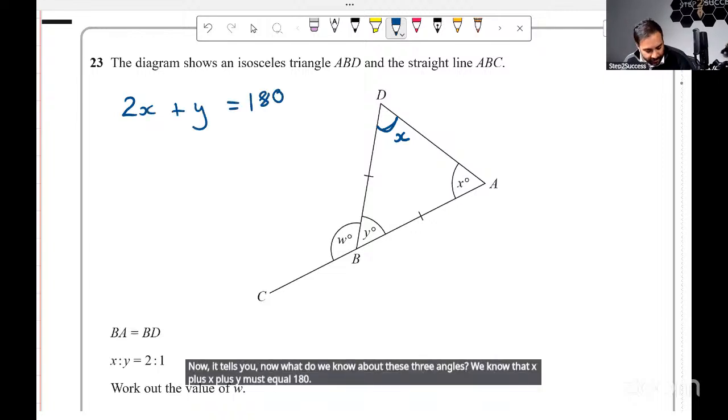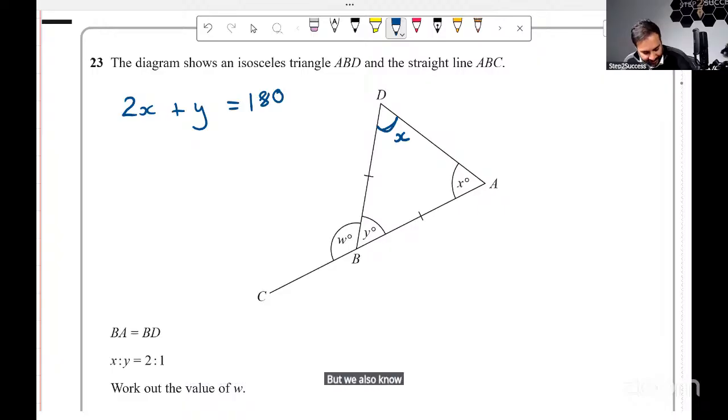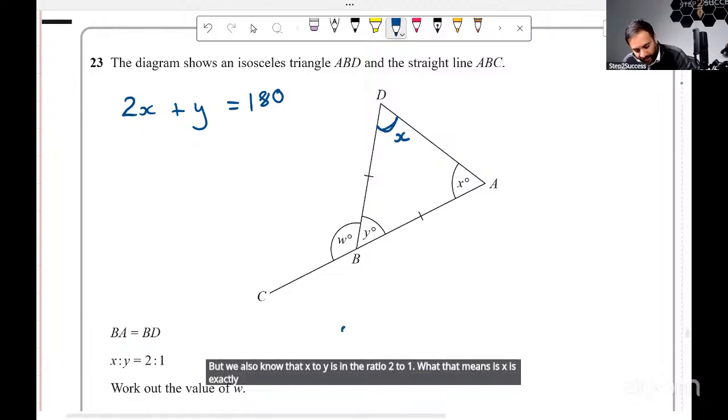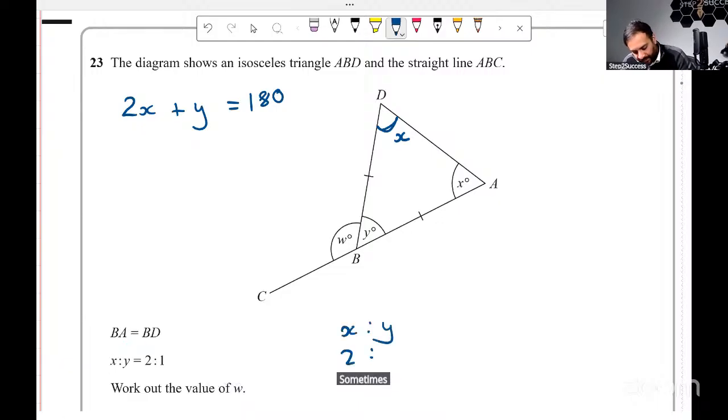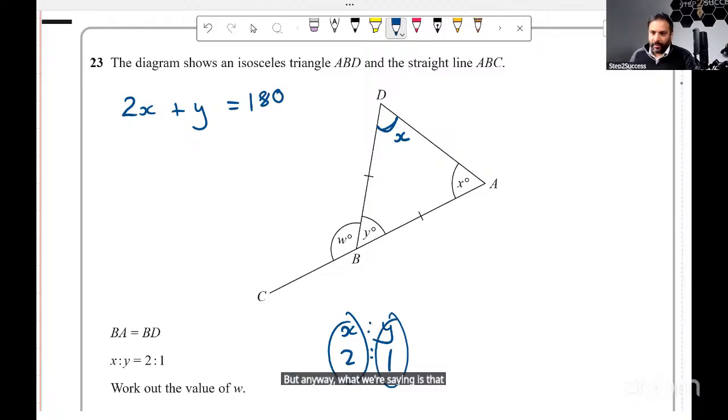Okay. But we also know that x to y is in the ratio 2 to 1. What that means is that x is exactly 2 times bigger than y. Sometimes it's helpful to write ratios on top of each other. Actually, no, it's not. But anyway, what we're saying is that x is twice as big as y.